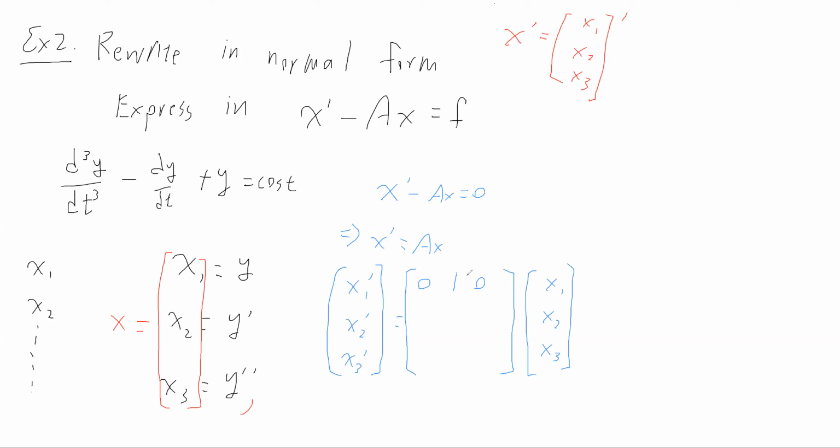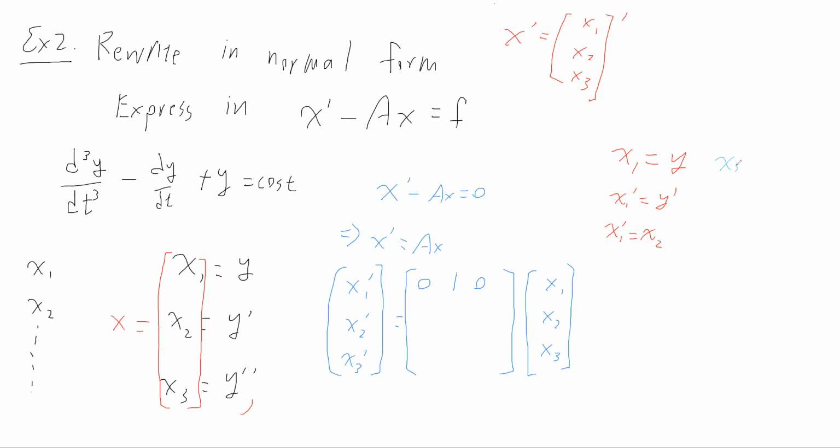Let me show you a little bit of what I'm doing here. So we know that x1 is equal to y. That means x1 prime is equal to y prime. Well, y prime is equal to x2, so x1 prime is actually equal to x2. So that means for x1 prime, there is going to be an x2 in there. And what about x2 prime? Let's look at x2 prime.